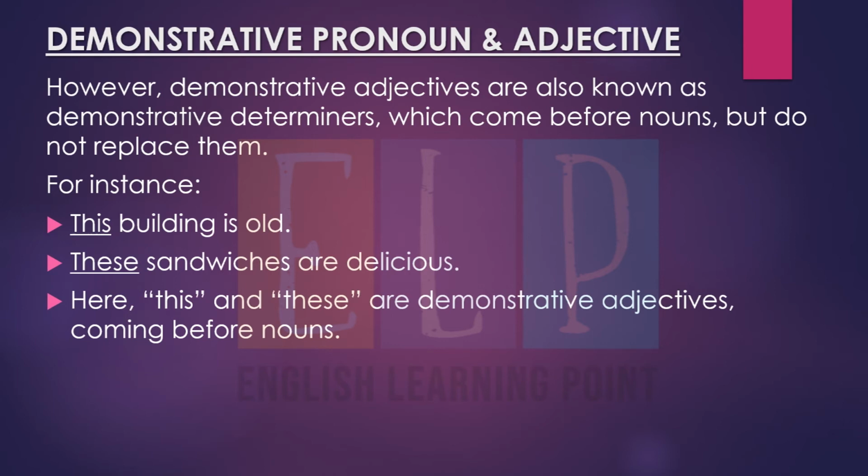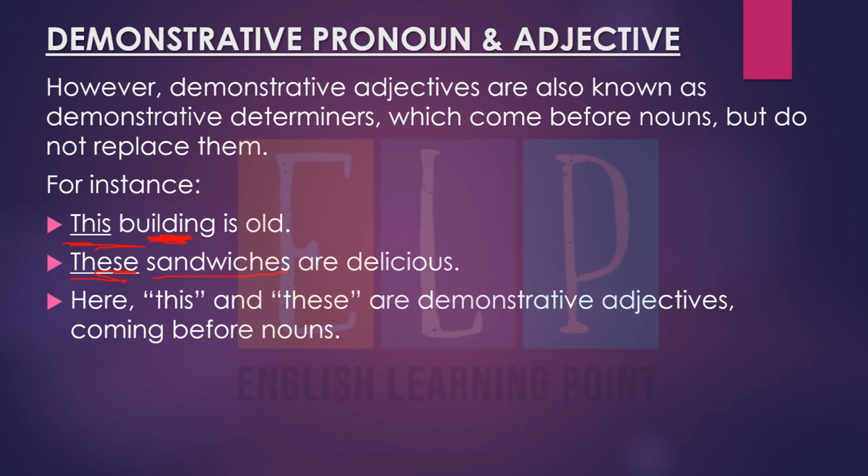Now here you can see that this and these are coming before a noun. So that is why this is called a demonstrative adjective. A demonstrative adjective is used before a noun. Building is a noun, and we are using this here. So here this is a demonstrative adjective. And sandwiches is a noun, and we are using these. So here these is a demonstrative adjective.